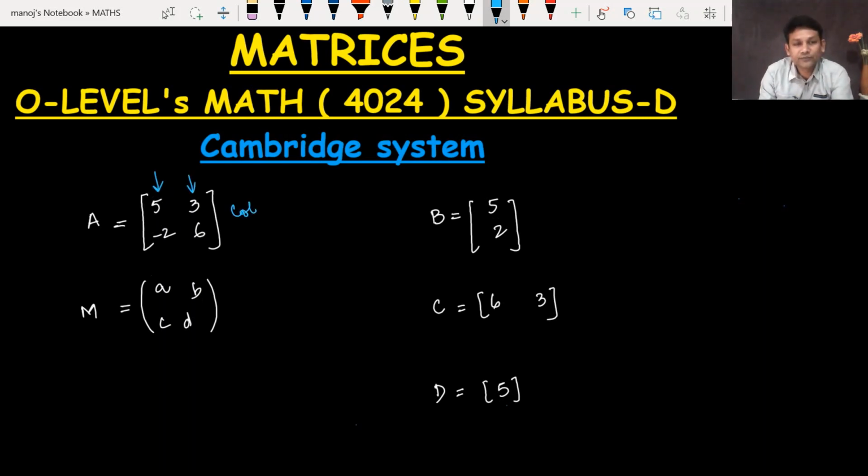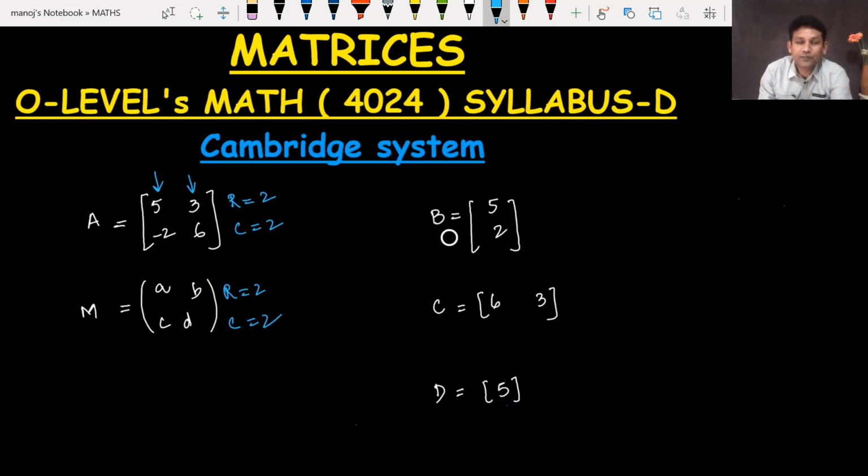columns, and the horizontal, like here, are called the rows, right? So when we observe here, how many columns are there and how many rows are there? So there are 2 rows and 2 columns. Here we can also see the number of rows are 2 and the columns are 2.